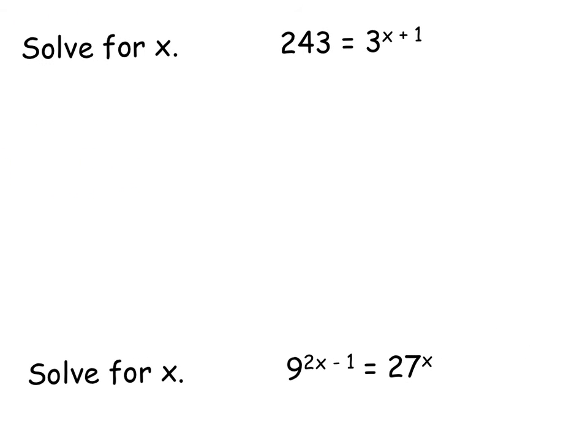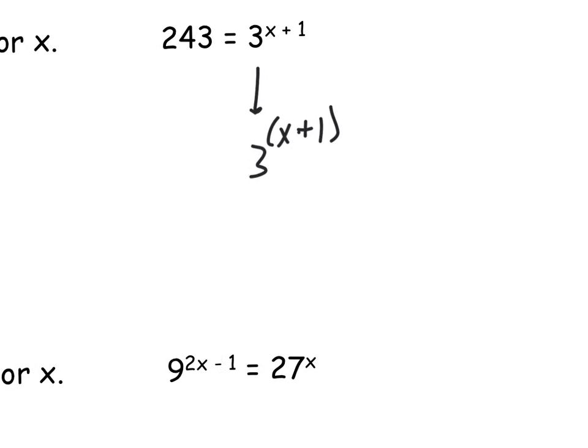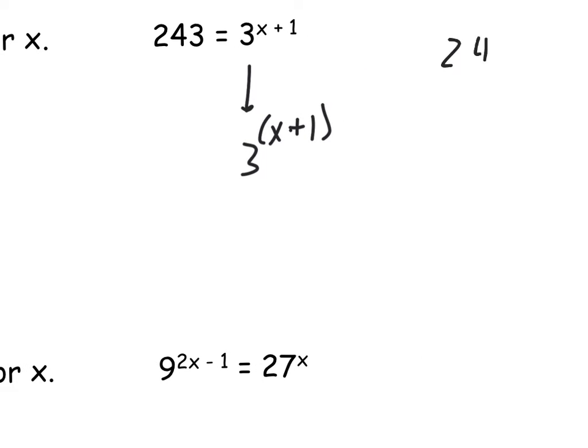So, well, 3 I can't break down anymore. Now, you got to remember, this is 3 to the x plus 1 power. You can kind of put that in parentheses there because that whole thing, 3 is raised to the x plus 1 power. So I'm assuming 243 breaks down to a power of 3. So I'm going to divide it by 3. 243 divided by 3 is 81.